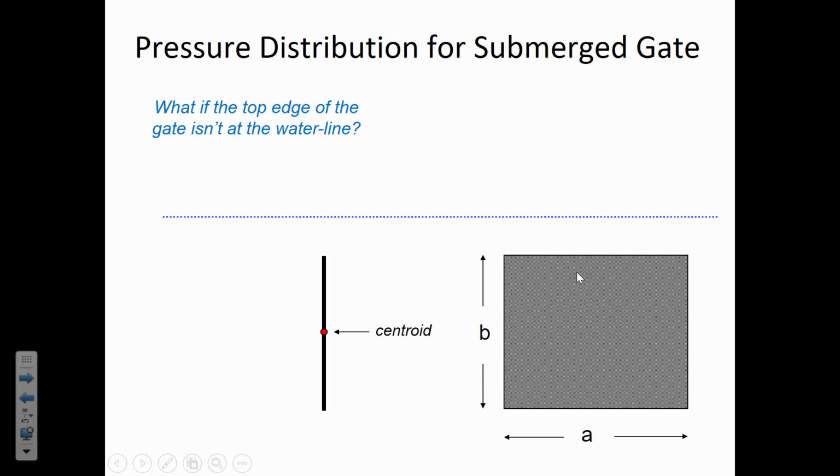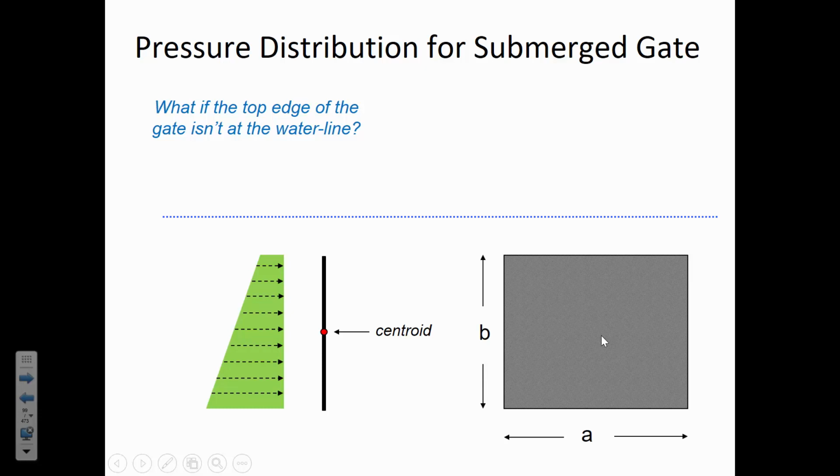So we can find the centroid. It's just in the middle. B is the entire height of that gate because it's fully submerged. A is the entire width of the gate. So the centroid is at 1/2 B and 1/2 A.